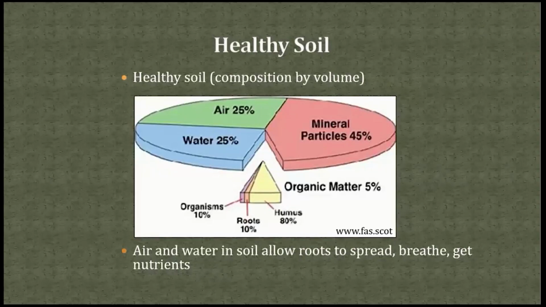Soil has 3 components: mineral particles, organic matter, and space. If we look at healthy soil, the mineral particles should fill about 45% of the space. Organic matter, a combination of living organisms, roots, and what once lived, accounts for about 5%. And the rest, 50%, should be space for air and water. In this pie, they show the air and water each occupying half of the remaining space.